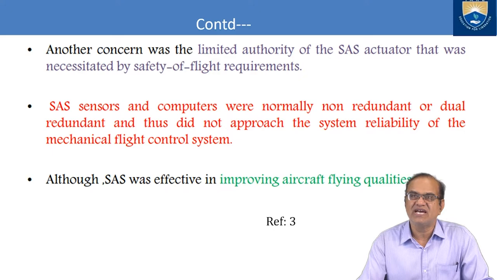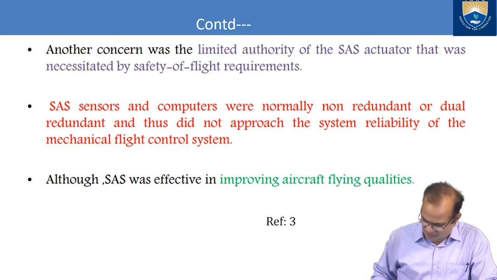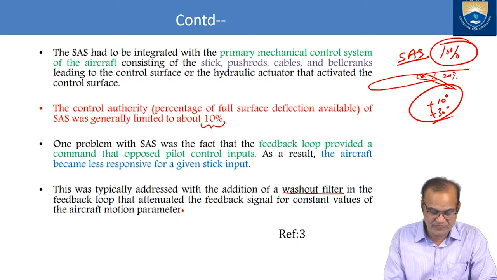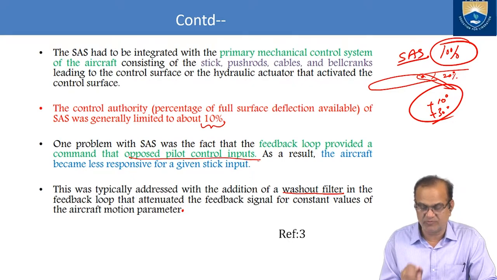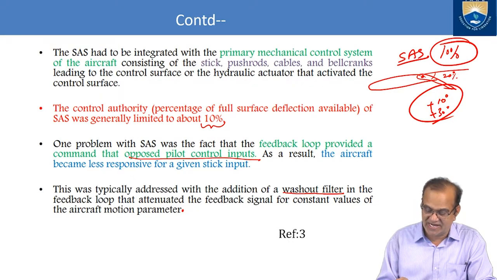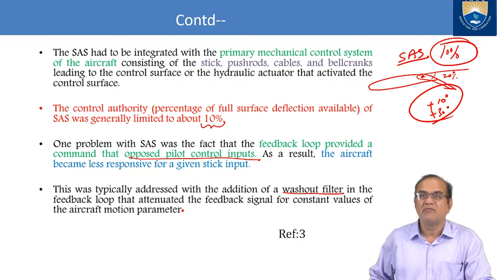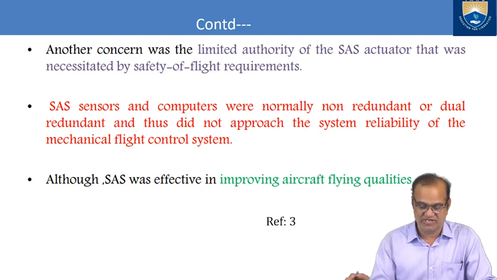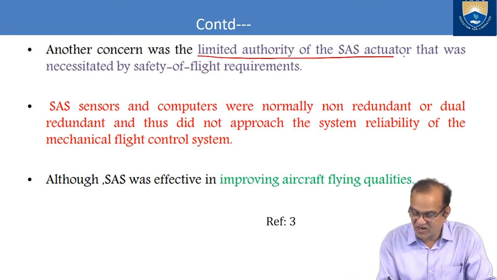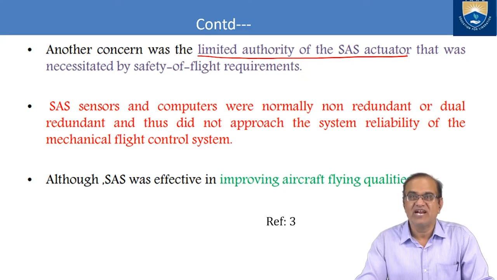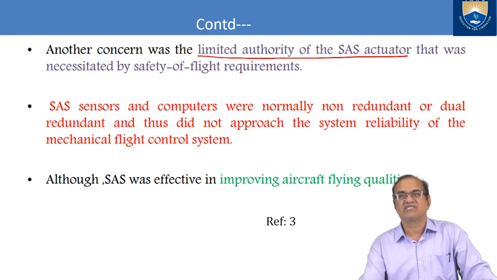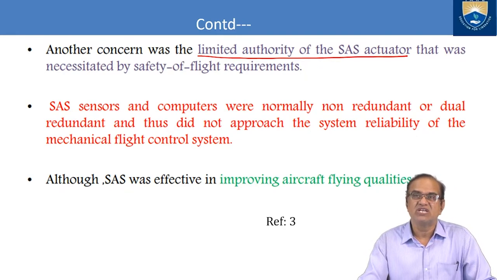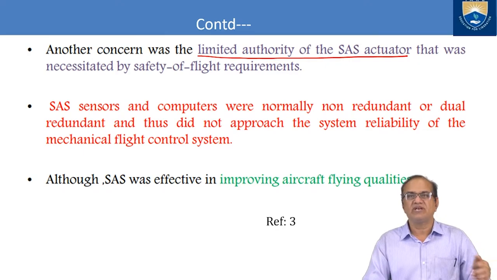Another concern was the limited authority of SAS. The first one was that the feedback loop opposed the pilot control input. That was the first problem, and it was handled by the washout filter. But another problem was the limited authority of the SAS actuator. It means this actuator was not fully controlled. That was necessitated by the safety of flight requirement. This was very much necessary to handle the flight requirement of the aircraft.